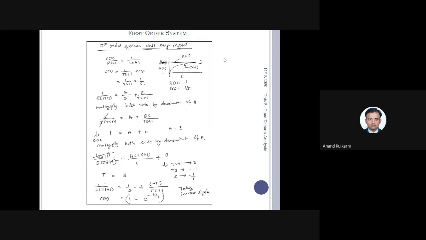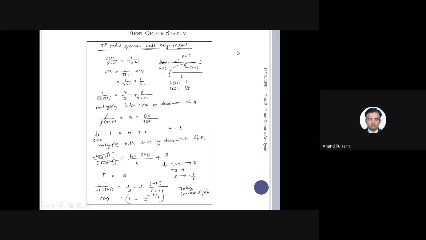Suppose K is the gain of the system and A is the size of the step. Then the equation gets multiplied by A and K. Suppose K is 2 and A is 3, so everything gets multiplied by 2 into 3, that is 6. So that is understood. I have left out those constants here for simplicity of derivation.